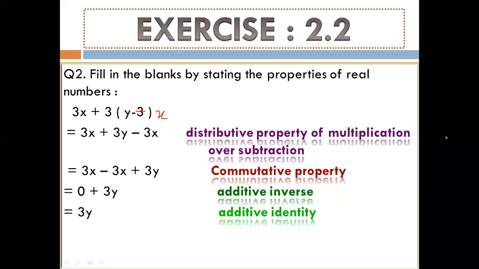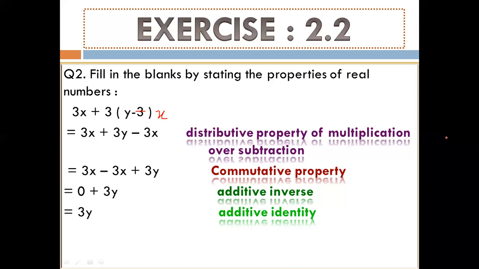So that's why multiplication over subtraction means within the bracket there is a negative sign. If there is a positive sign, then it will be over addition. The next step you see, we change the position of 3y and 3x. They both interchange their position, 3y and minus 3x. This is called commutative property. When the numbers change their position, that property is called commutative property.